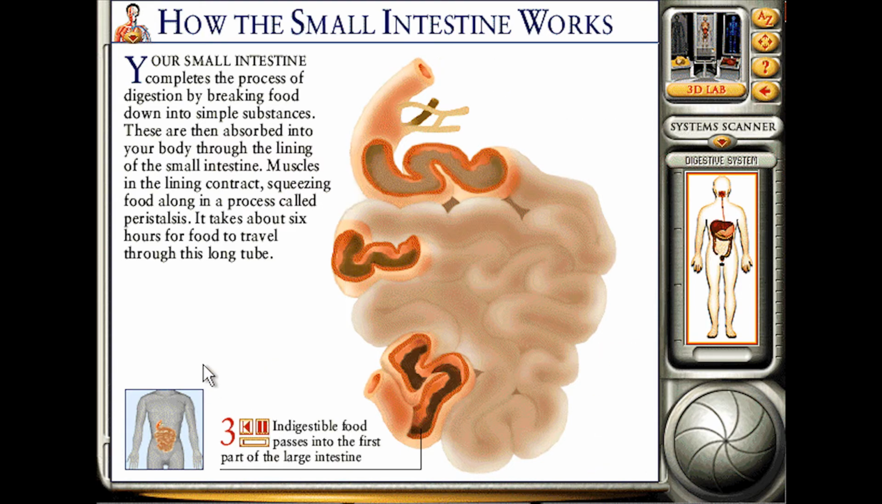The digestion and absorption of food are now complete. All that remains at the end of the small intestine is indigestible food material that is of no use to the body. This leftover waste passes into the large intestine from where it leaves the body.